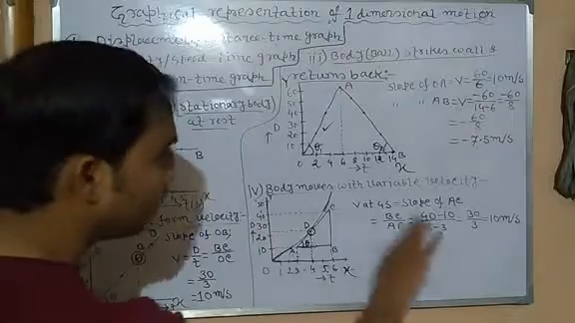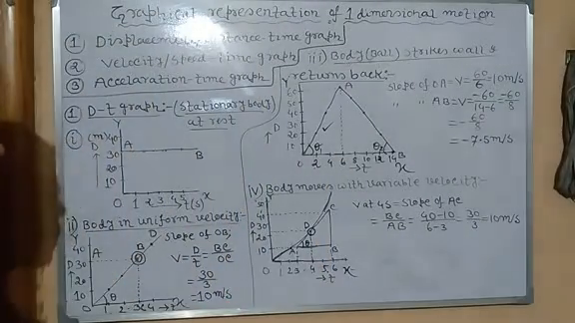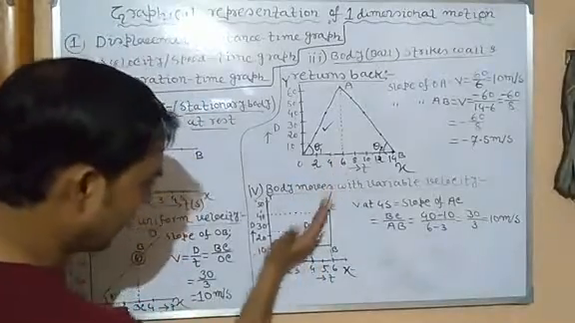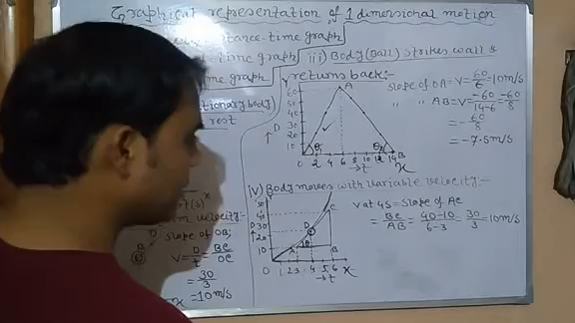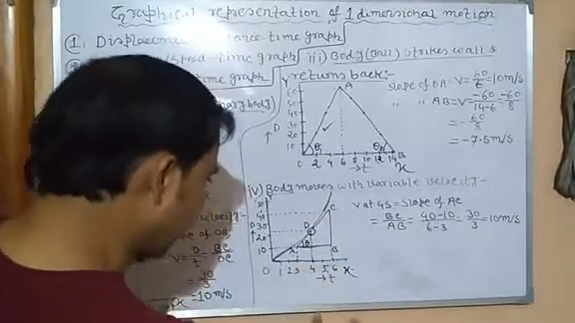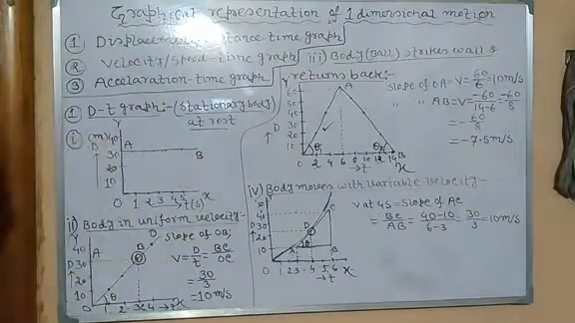If we want to find it at 5, we will see velocity will be different because it will have to be different. Why? It's a curved line. So if we find the slope at this point, we will see the velocity will be different. Why? Because time will be different, distance will be different. So that's why it's moving with variable velocity.